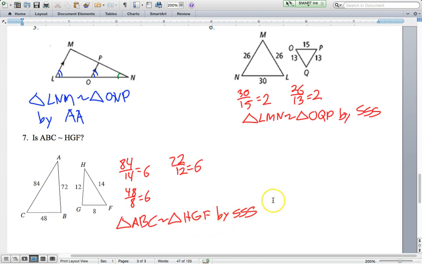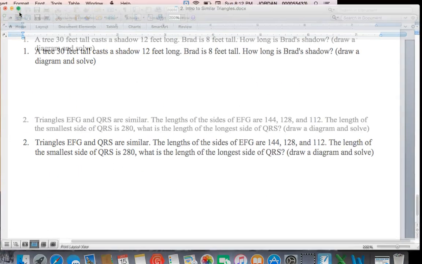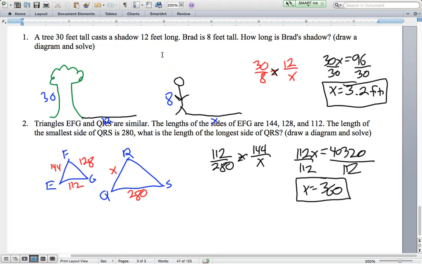Alright, so now I'm going to go ahead and pause it again, let you guys try the 2 word problems coming up. Okay, so in these word problems you actually get to draw some pictures to help you out a little bit. So we got a tree 30 feet tall, casts a shadow that is 12 feet long, and Brad is 8 feet tall. Pretty tall boy. Wish I was 8 feet tall, be nice. And we want to know how long is Brad's shadow.